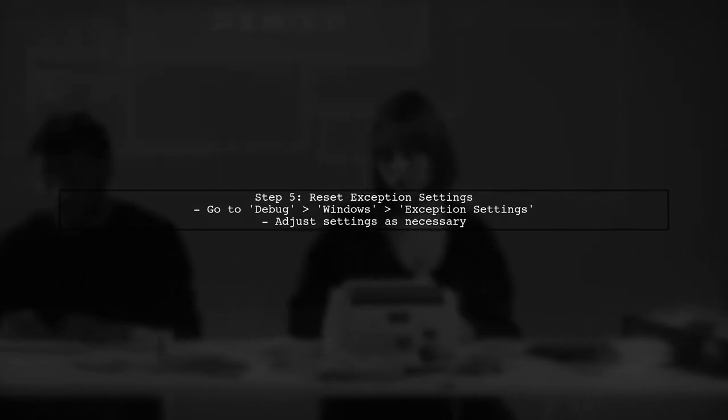Finally, to reset exception settings, go to Debug in the top menu, select Windows, and then Exception Settings. You can manually reset these as needed.